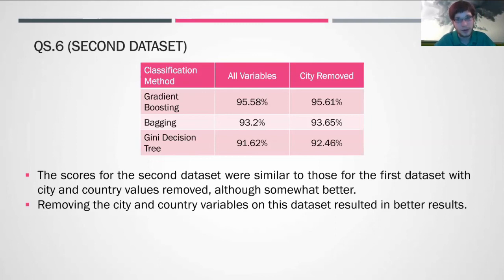And when we removed the source city and source country variables, all the methods improved slightly. We suspect that for this data set, the main component in determining whether or not a packet is part of a botnet might be packet size. And finally, John will give us a summary.